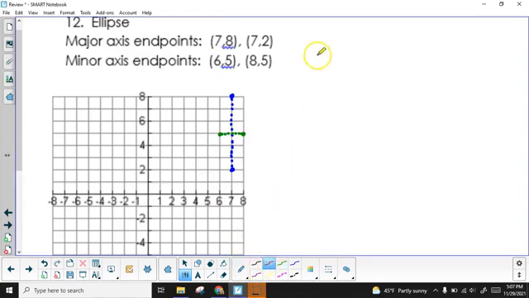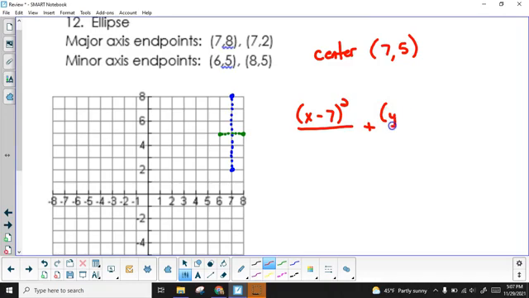We can tell from this that our center is at the point (7, 5). This is a vertical ellipse, so our bigger number is going to go underneath our y term. But to go ahead and set up, this is going to be (x minus 7) squared over something plus (y minus 5) squared over something equals 1.